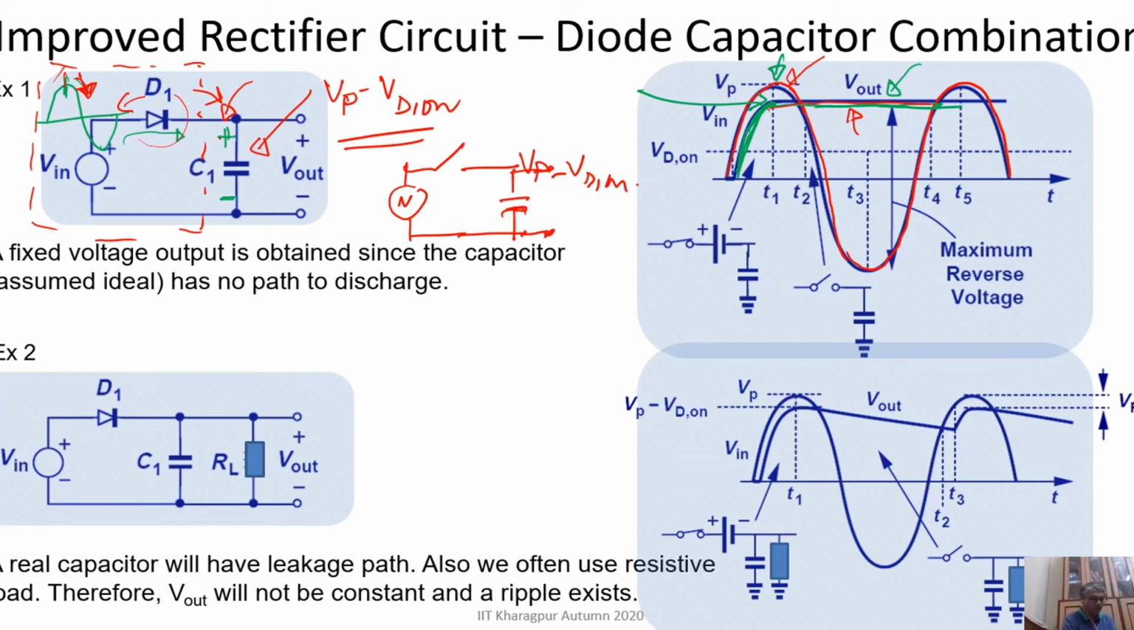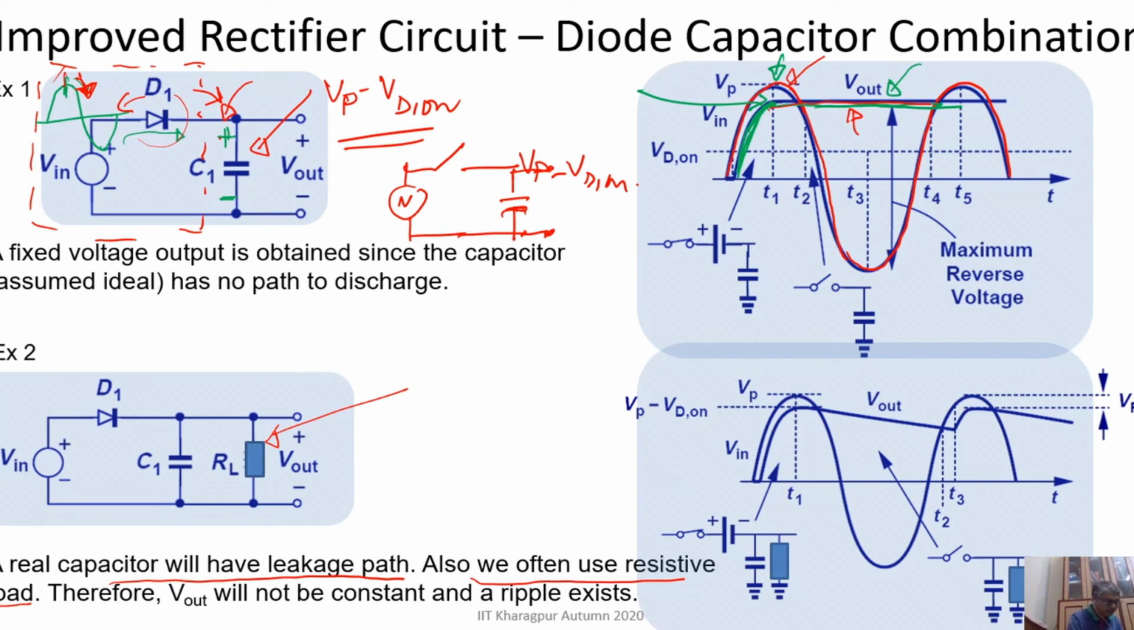However, any real capacitor will have a leakage path, so it will have a parallel resistor associated with it, through which the capacitor will leak its charge. The charge leakage will take place. So also we often use a resistive load. In this circuit, I have added a resistive load RL here, which might be the leakage resistance of the capacitor, or a separate resistive load I have connected.